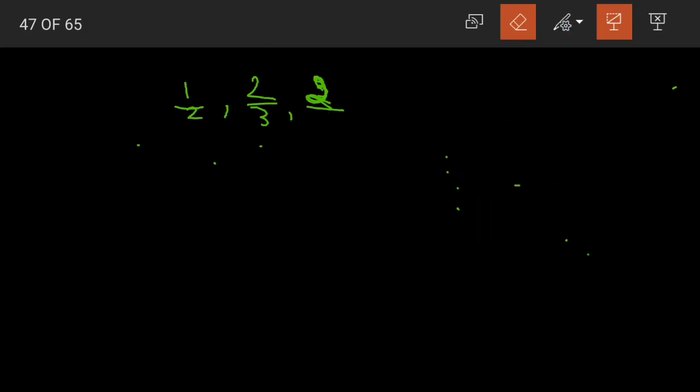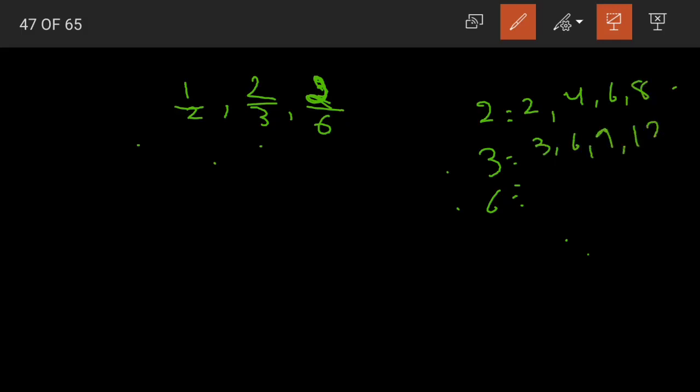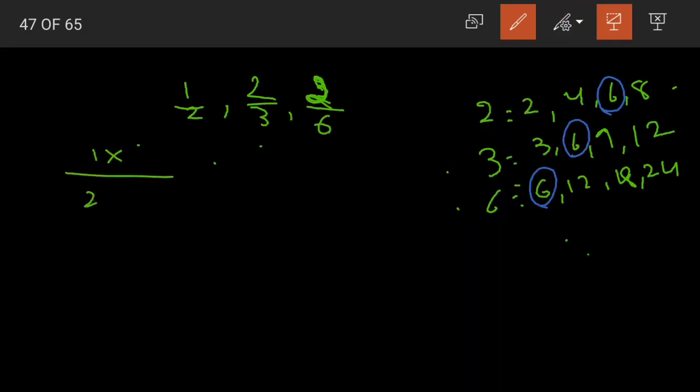Now the given 3 fractions have 3 different denominators. We cannot compare them like this. So we have to convert them into like fractions by taking the LCM. The multiples of 2 are 2, 4, 6, 8. Multiples of 3 are 3, 6, 9, 12. Multiples of 6 are 6, 12, 18 and 24. What is the least common multiple here? 6 is the least common multiple. So for all the given fractions, we'll make sure that they have 6 as their denominator.